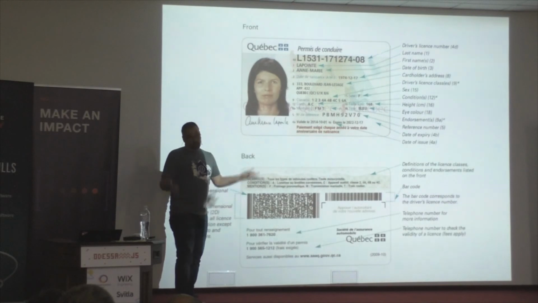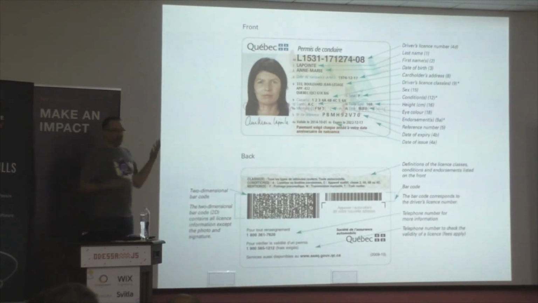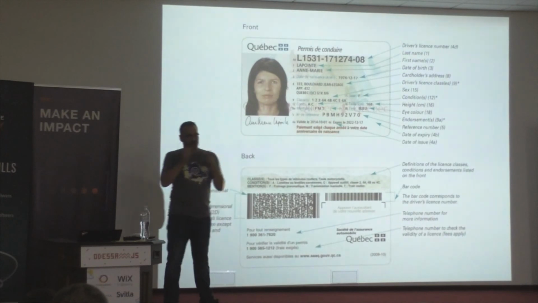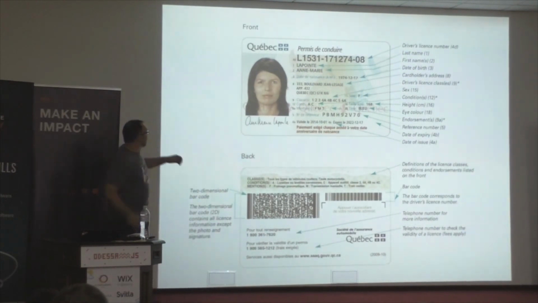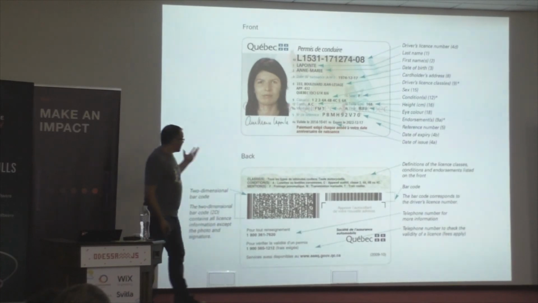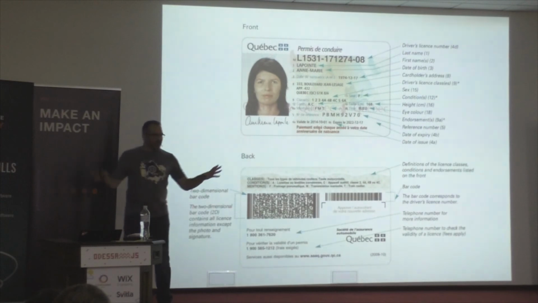It looks like a valid piece of ID. It looks like a driver's license. And even if you can't read French, you can see that this is an official ID. There's a bunch of things. There are holograms, some sort of ID there. There's a name, date of birth, address. There's even a phone number that you can call to validate the barcode, all that stuff.